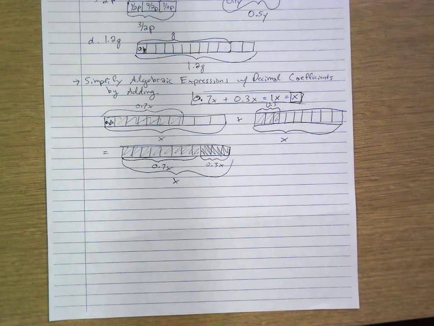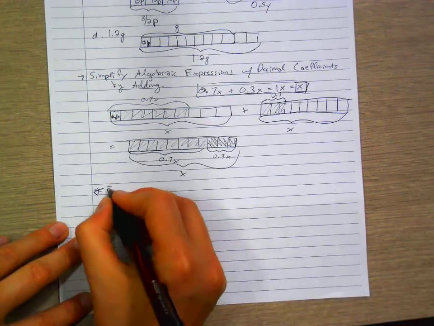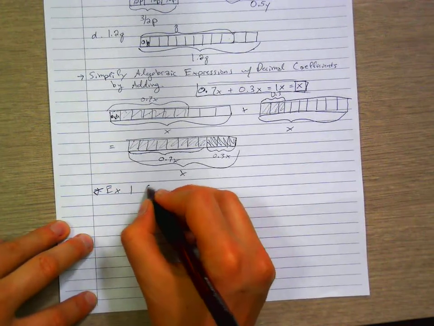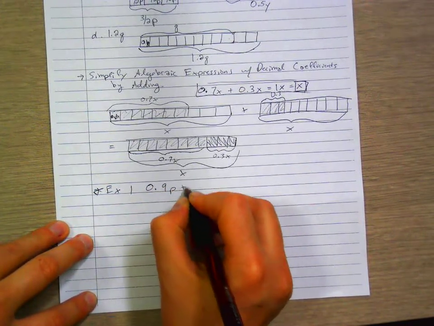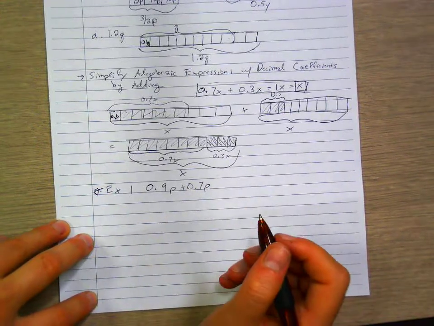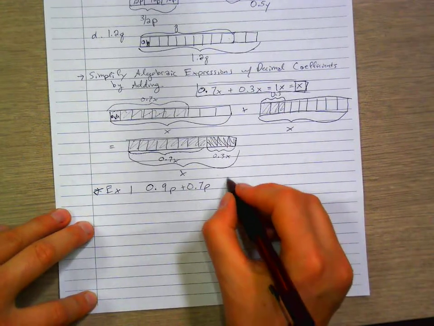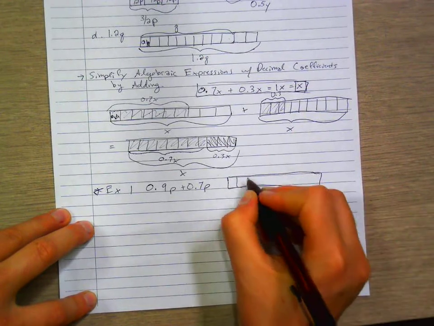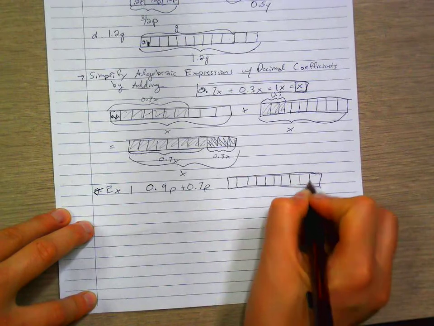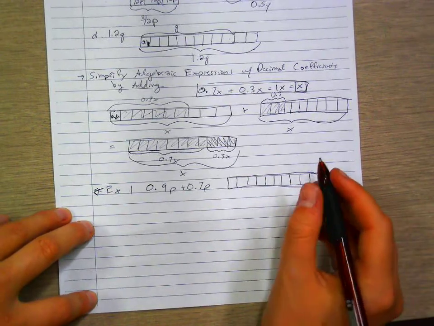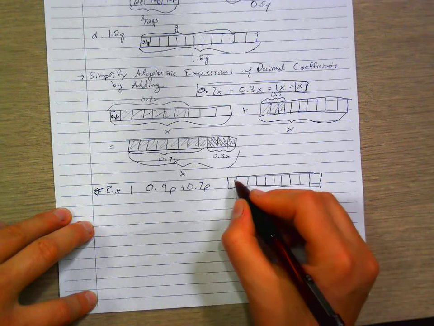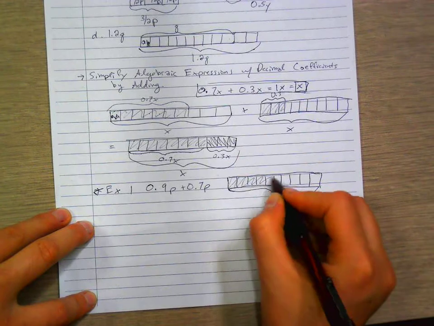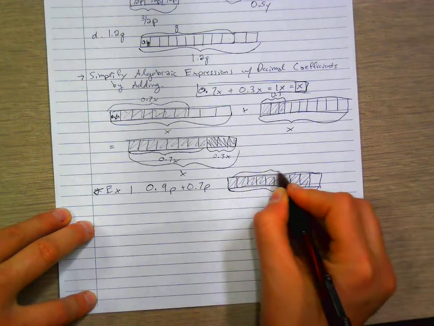Here we go. Example 1. Example 1 says simplify the expression 0.9p plus 0.7p. So let's go ahead and draw the bar. Here is p, so we'll divide into 10. 1, 2, 3, 4, 5, 6, 7, 8, 9, 10. And let's color in the first 0.9. So that is p. 1, 2, 3, 4, 5, 6, 7, 8, 9. Those all put together are 0.9p.